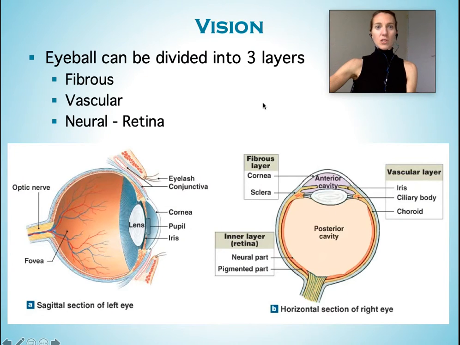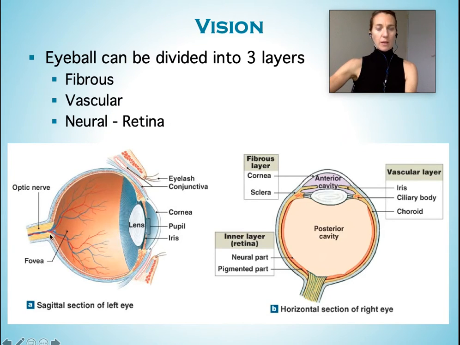So to start off, when you look at the eyeball, you can break it down into three key layers. So you have the fibrous layer, which is going to consist of the cornea and the sclera, and I'll go through each one of these systematically here. You have the vascular layer, which will include the iris, the colored part of your eye, little muscles called ciliary bodies, and lastly, the choroid. And then you have the neural piece of the eye, which is the retina itself.